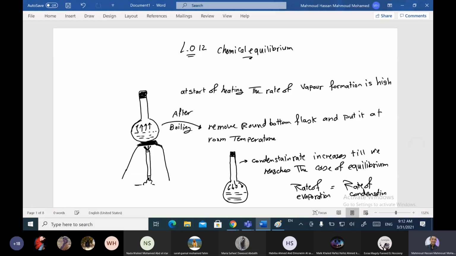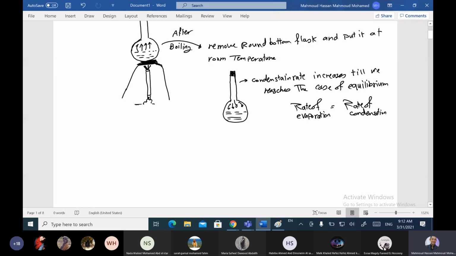In this part, we must return to the very important definitions. What is meant by the vapor pressure? Saturated vapor pressure, and the chemical equilibrium or system at equilibrium.